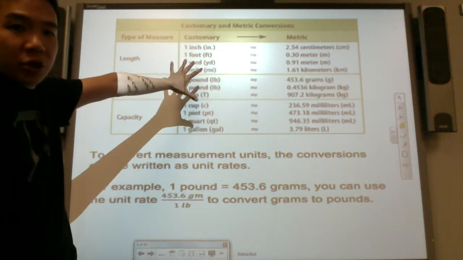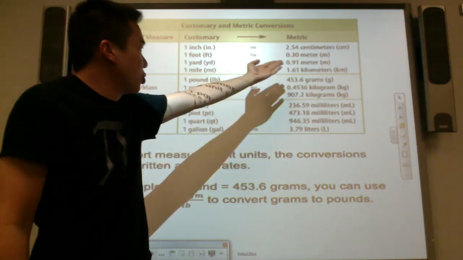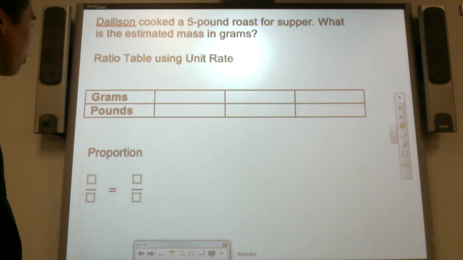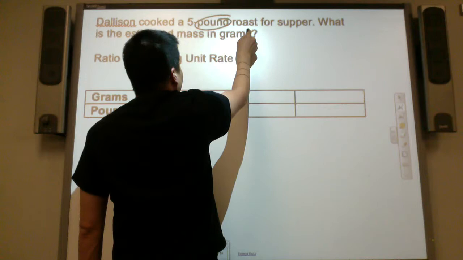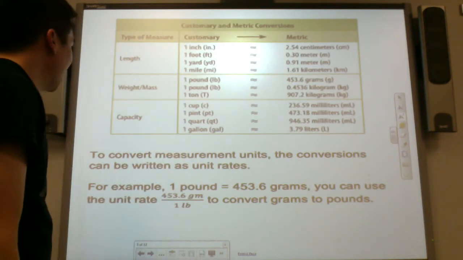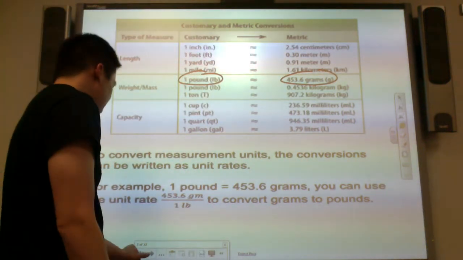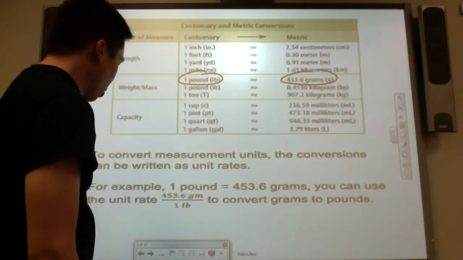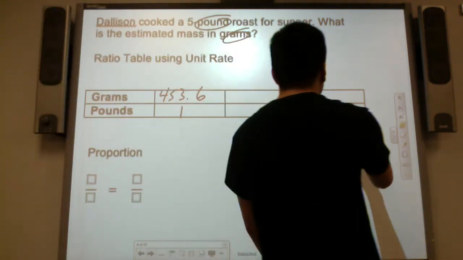All right, we're going to continually keep using this chart to help us find our unit rate of pounds to grams, milliliters to pints, and so on. So let's do our next question. Allison cooked a 5-pound roast for supper. What is the estimated mass in grams? So let's go back and see what it says about pounds and grams. Here it is. 1 pound is 453.6 grams. So there are 453 and 6/10 grams per pound. But I have a 5-pound roast.